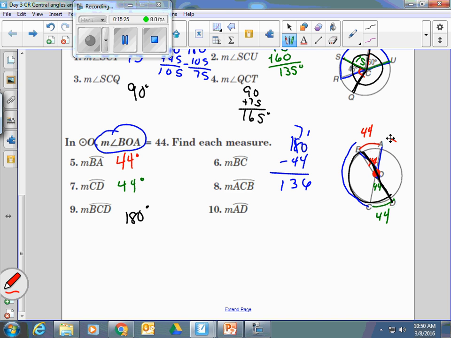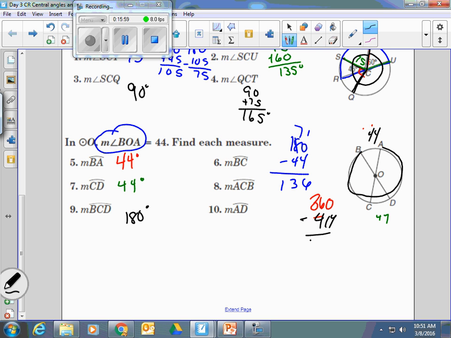So A to C to D. What's a full circle? And what do I need to do? Subtract what? Okay, so let's look at the picture again. It's asking me for the arc from A to C to B. So I would do what? 360 minus the 44, which is the little piece that I have right here, correct? And that would give me 316. Is that true?